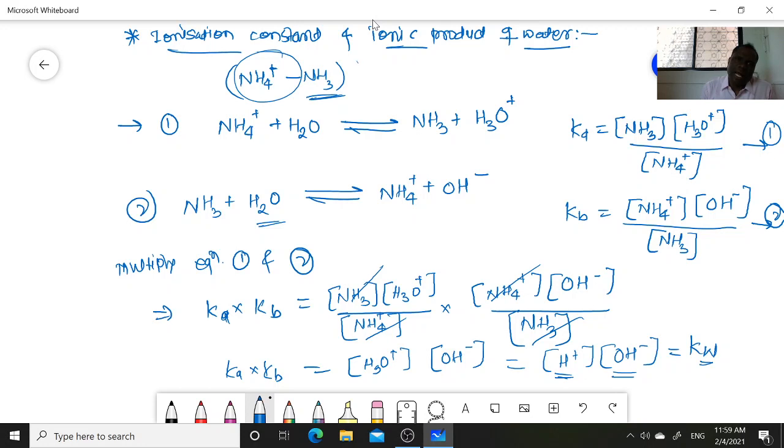This is the conjugate acid-base pair: the product of the ionization constants of a conjugate acid-base pair is equal to the ionic product of water. In the case of a conjugate acid-base pair, the ionization constant of a weak acid or of a weak base can be calculated from the known value of the ionic product of water. Remember that. Now, very simple term, that is Kw, the ionic product of water.